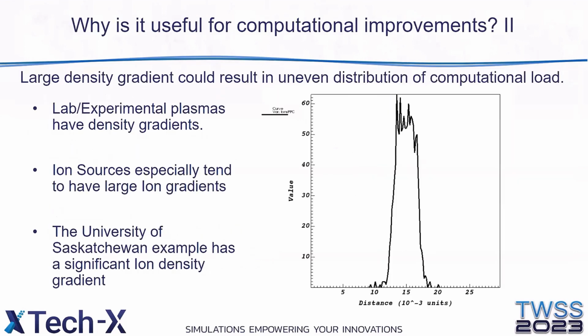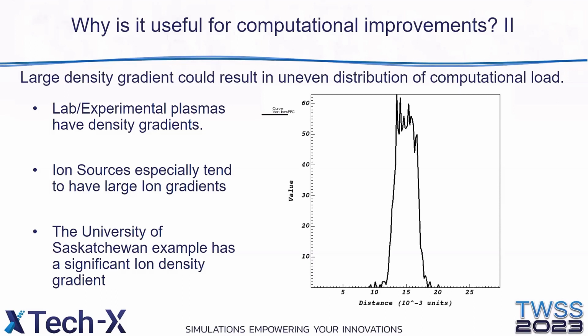This large density gradient can also result in an uneven distribution of computational load. So I have on the right here what is essentially the ion density. This is the ions, particles per cell. And so we can see that they are tightly collimated into the center. This is a line out of the previous image. They are tightly centered and have a distinct gradient on those slight outer edges there.